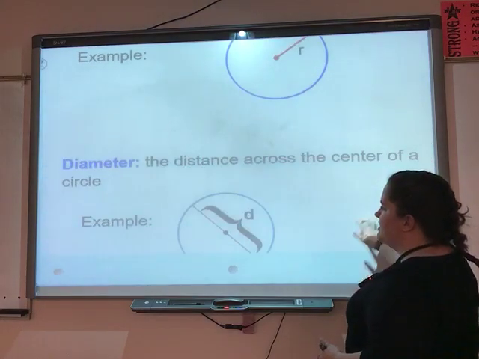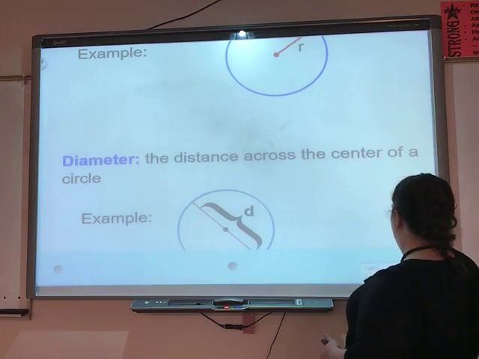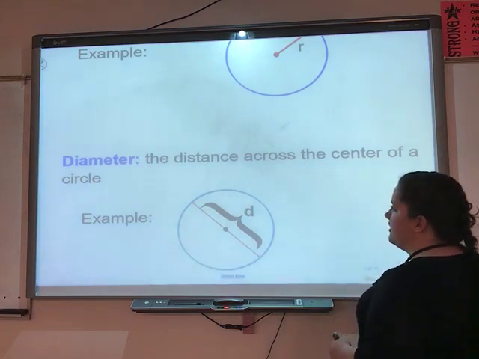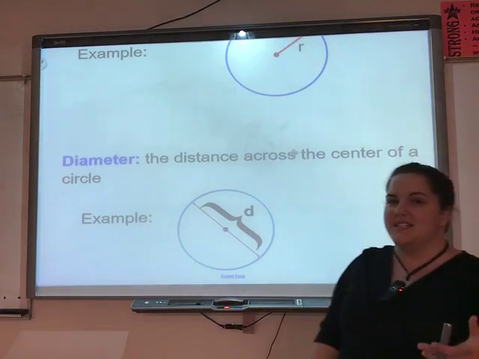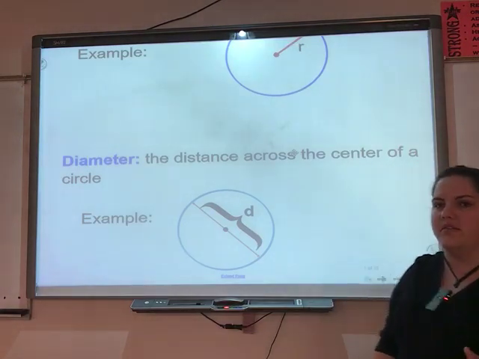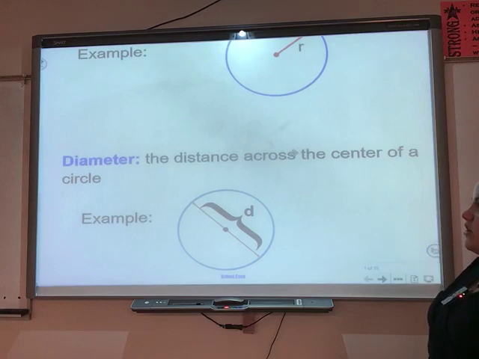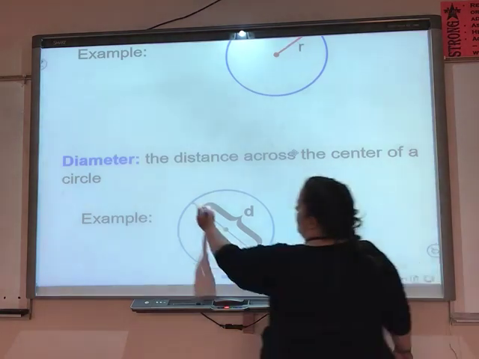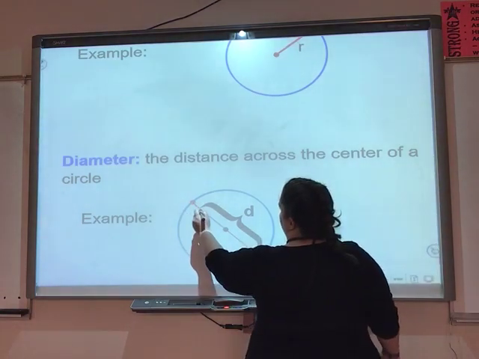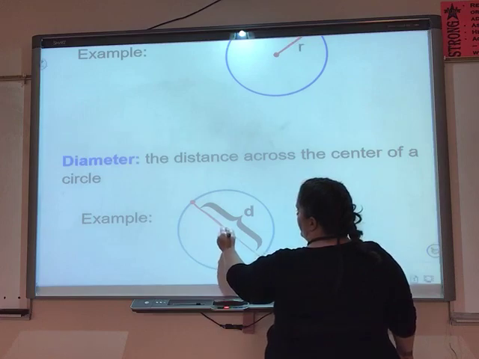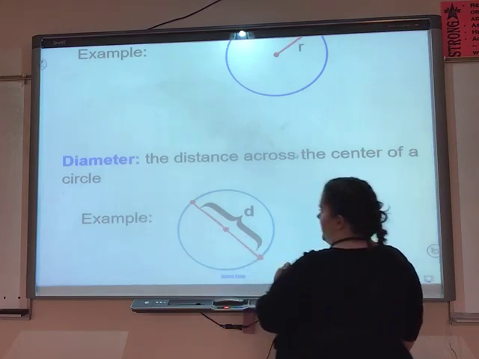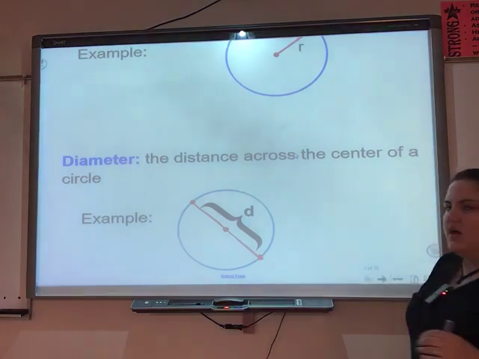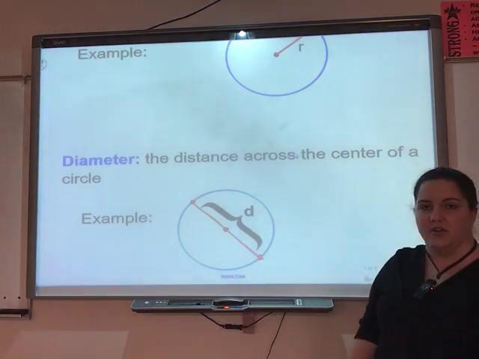Our next word that we're going over, and actually our final vocabulary word, is diameter. Diameter is the distance across the center of the circle. So we have one end point on one edge of the circle, we have to go through the center and to the other edge of the circle, and that is our diameter.